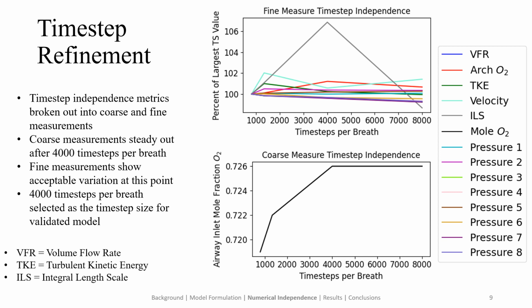For the coarse metrics, a 1% variation is considered significant, which is the variation between the 800 and 4,000 time steps per breath. From 4,000 to 8,000 time steps per breath, there is no change. Due to this, 4,000 time steps per breath was considered time step independent.